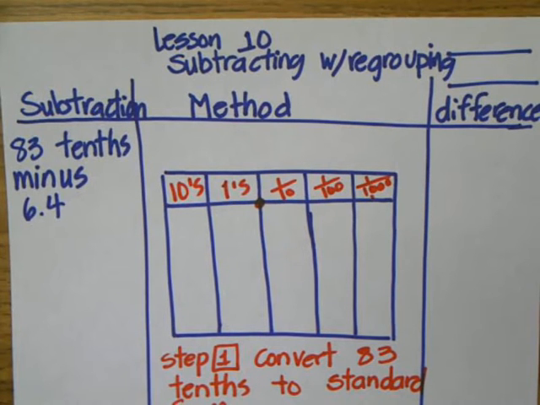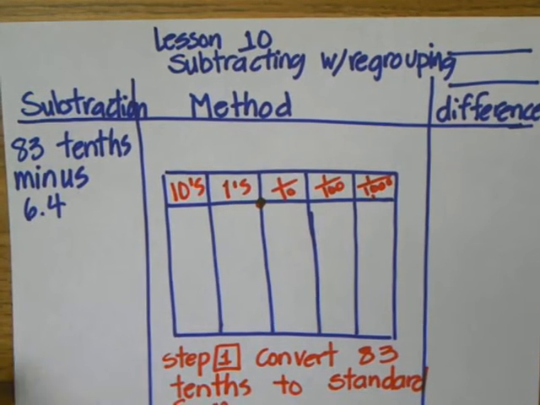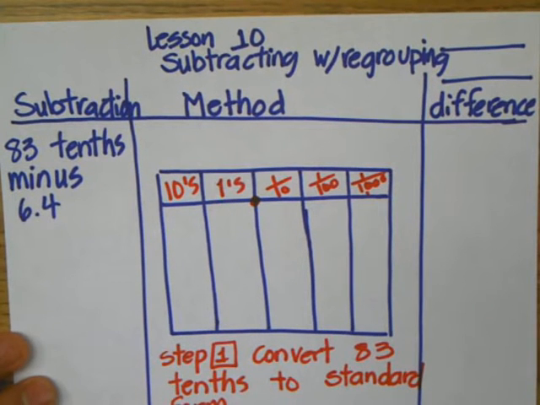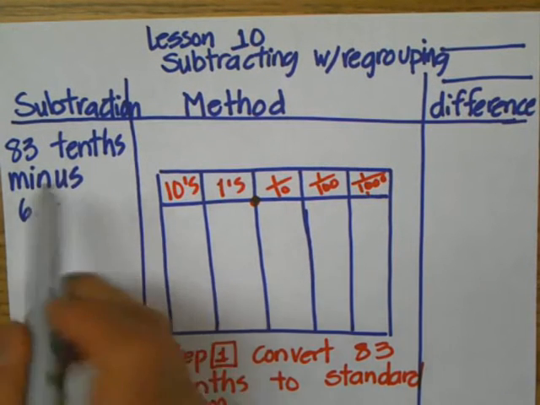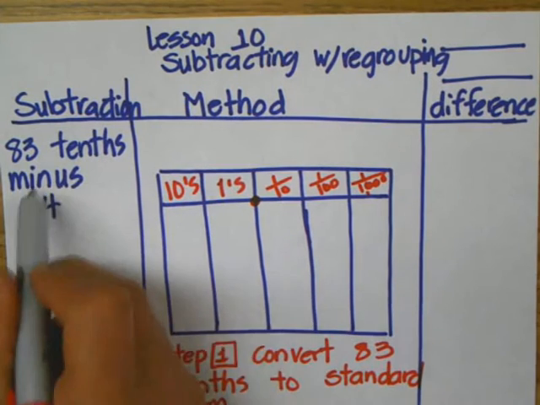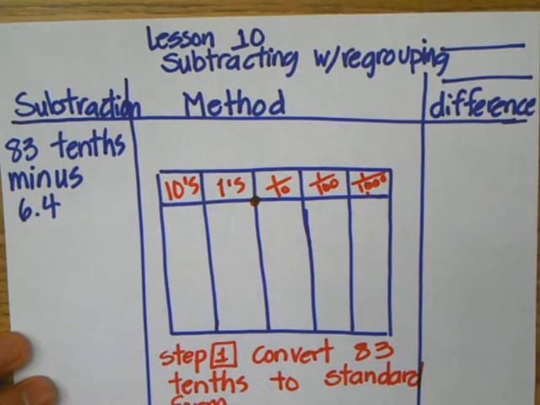Hello, welcome back, and today we are going to do subtracting with regrouping. So here is our subtraction: 83 tenths minus 6 and 4 tenths. So here's the first step on this problem. We have to make them equal.